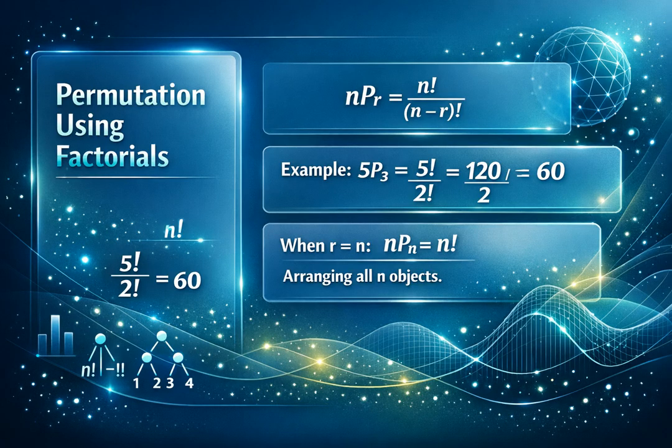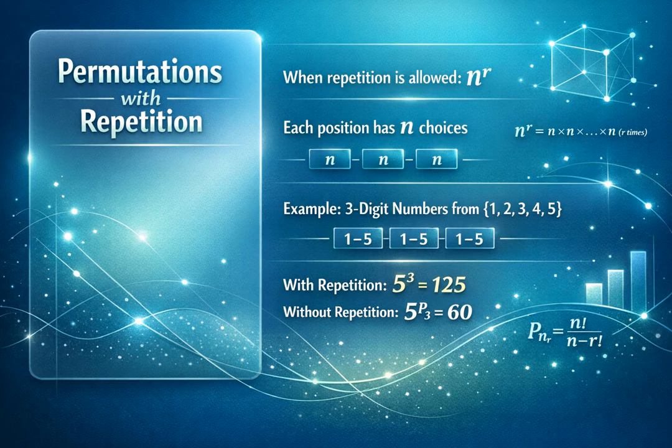Using factorials, the permutation formula becomes nPr equals n factorial divided by (n minus r) factorial. For example, 5P3 equals 5 factorial divided by 2 factorial, which is 120 divided by 2, giving 60. When r equals n, we get nPn equals n factorial, arranging all n objects. When repetition is allowed, each position has n choices, giving n to the power r total arrangements.